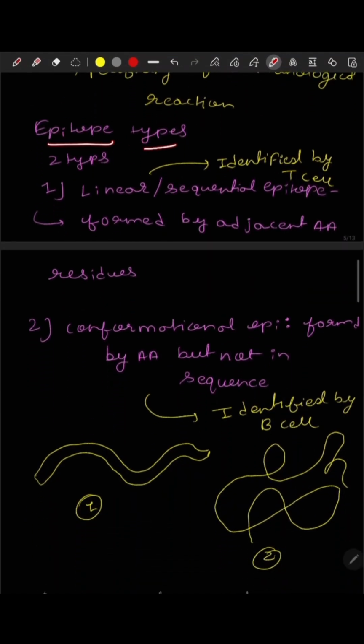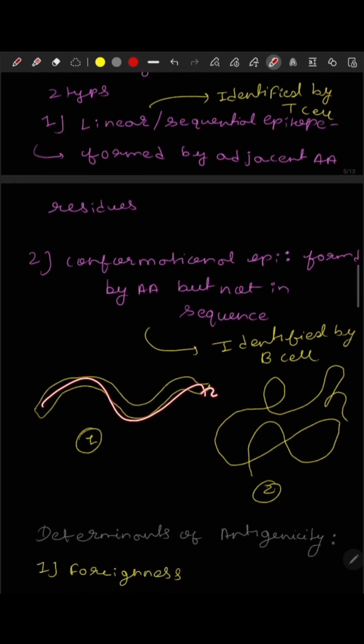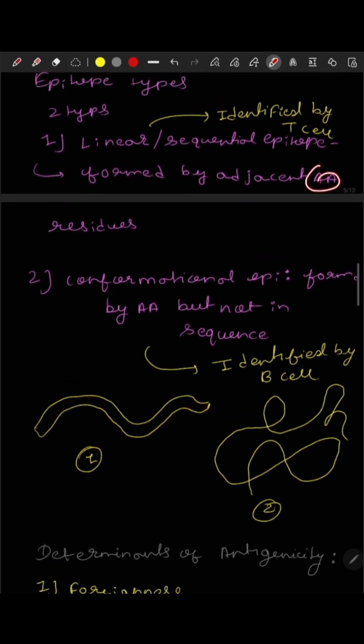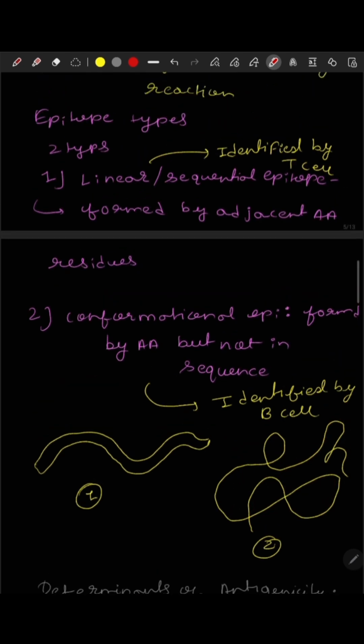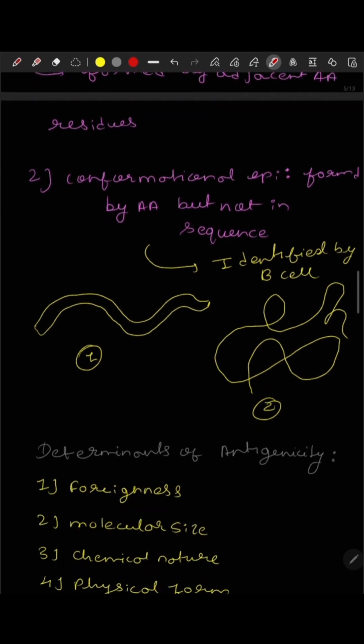Then the types of epitope. There are two types of epitope. First one is the linear or sequential epitope and second one is the conformational epitope. Linear epitope, as you know, is a linear chain formation. It is formed by amino acids which are adjacent. Then conformational epitopes are formed by amino acids but not in sequence, means its structure is certainly different. So the linear or sequential epitope is identified by T cells and the conformational is identified by B cells.